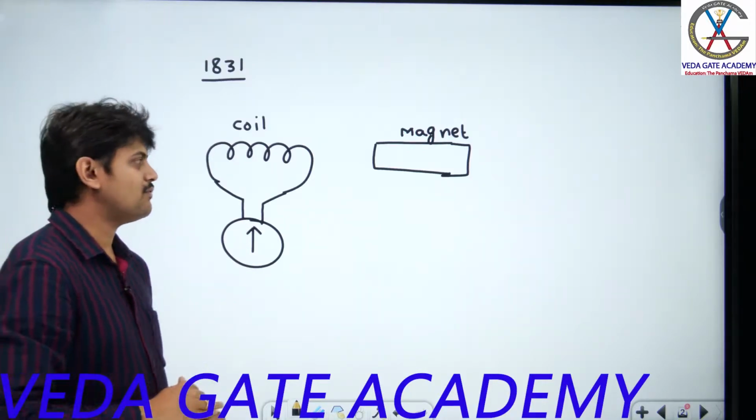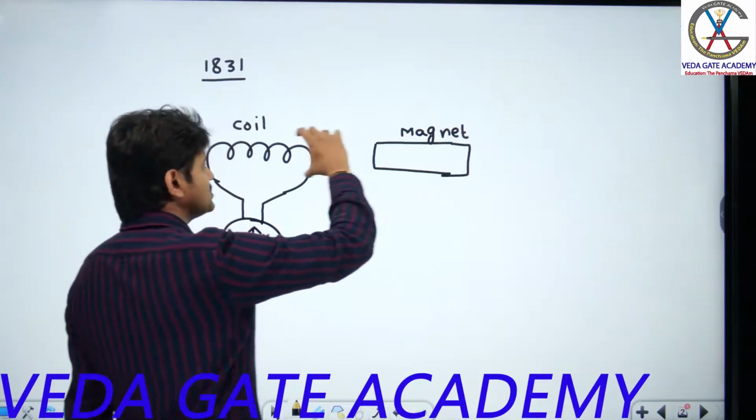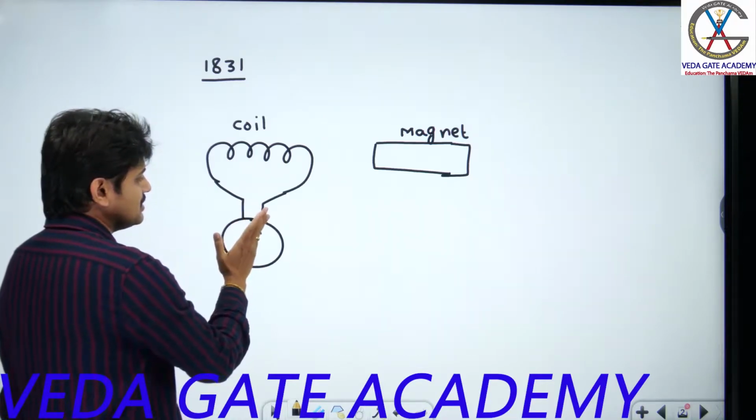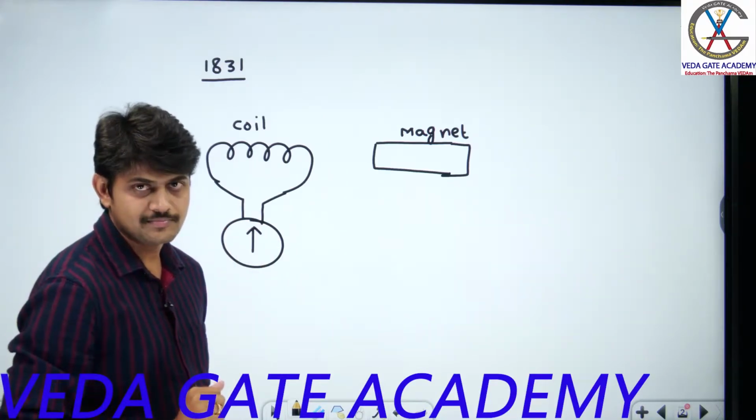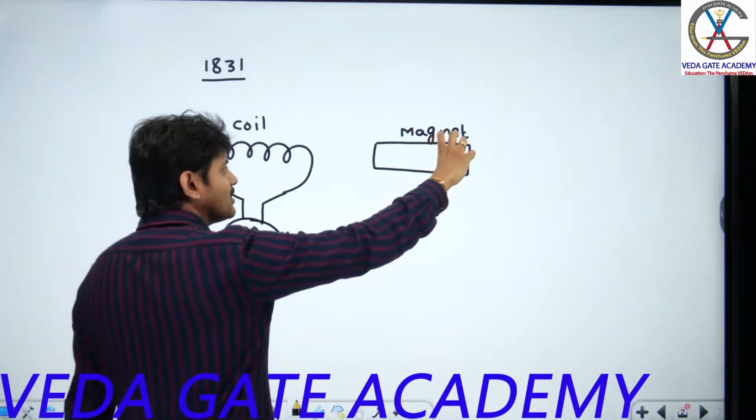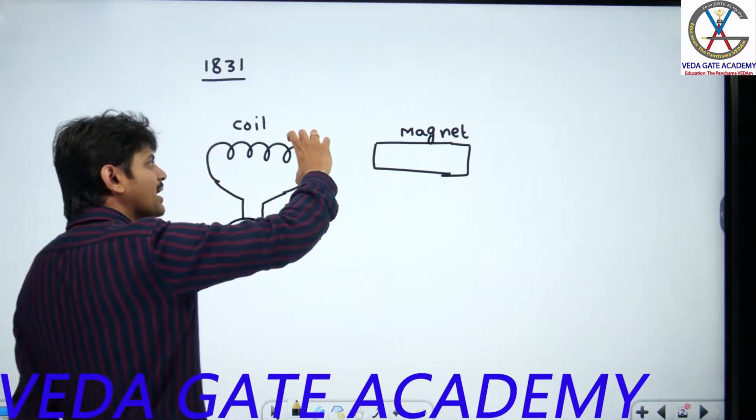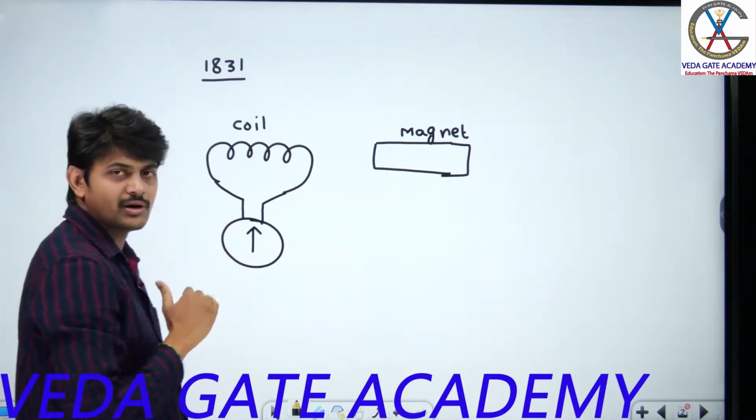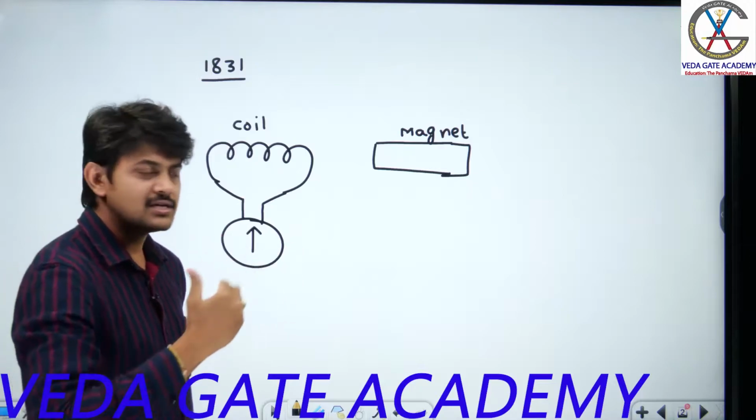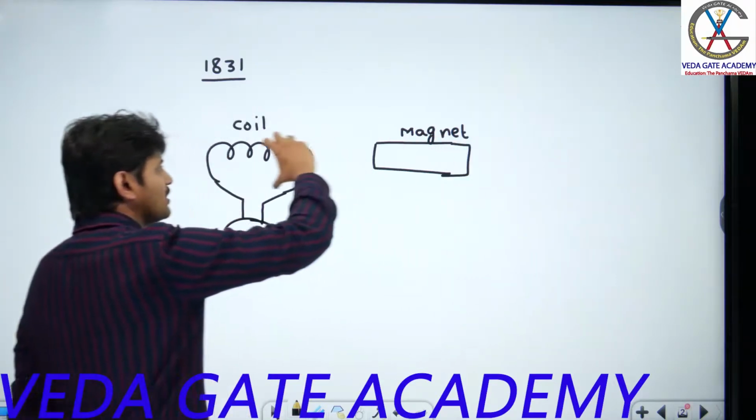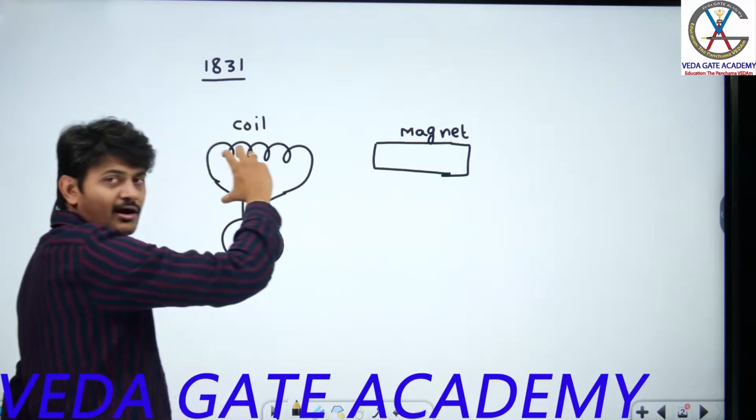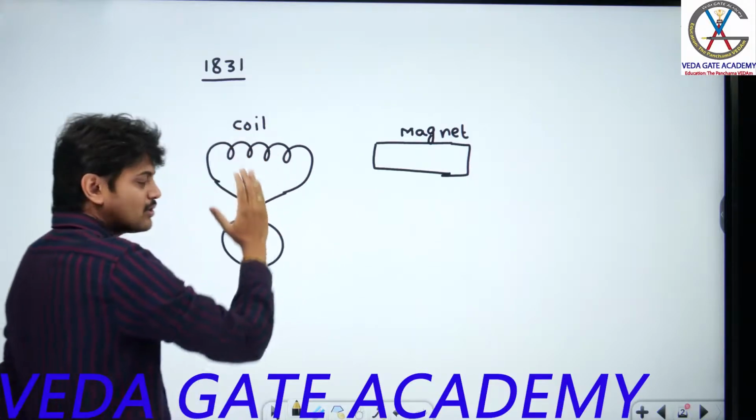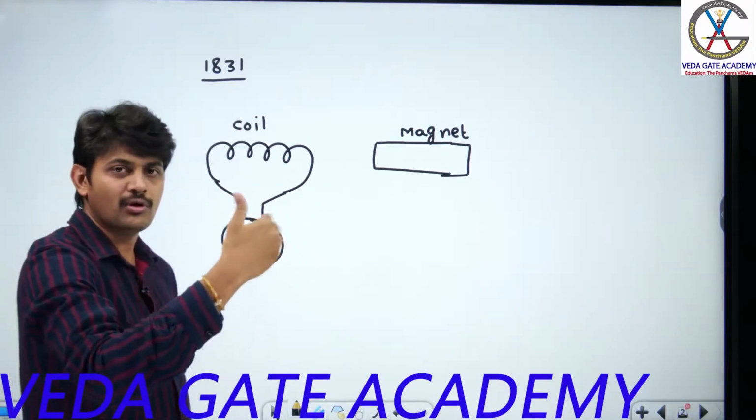In the next iteration, he moved this magnet towards the coil. The moment he started moving the magnet towards the coil, he saw that the galvanometer showed some reading. After that he kept the magnet stationary at this point, and again he observed that the galvanometer did not show any reading. In the next iteration, he started moving this magnet towards the coil and away from the coil, and if he increased the rate at which the magnet was moving towards and away from the coil, the galvanometer showed more and more reading.